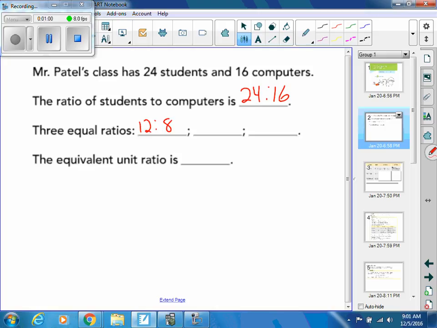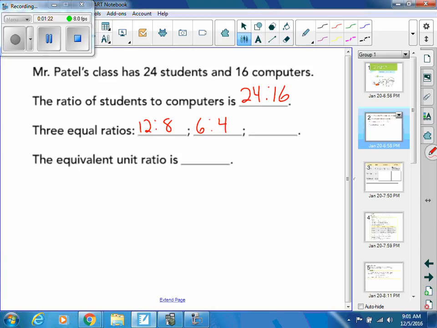I can keep going. 12 and 8 are both even numbers, so I can divide both of those by 2 as well. 12 divided by 2 is 6, and 8 divided by 2 is 4. So 6 to 4 is also an equal ratio to 24 to 16. It's also an equal ratio to 12 to 8.